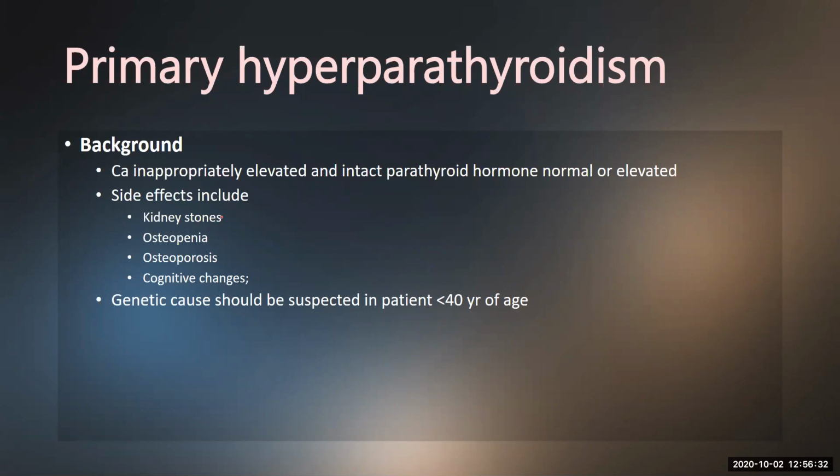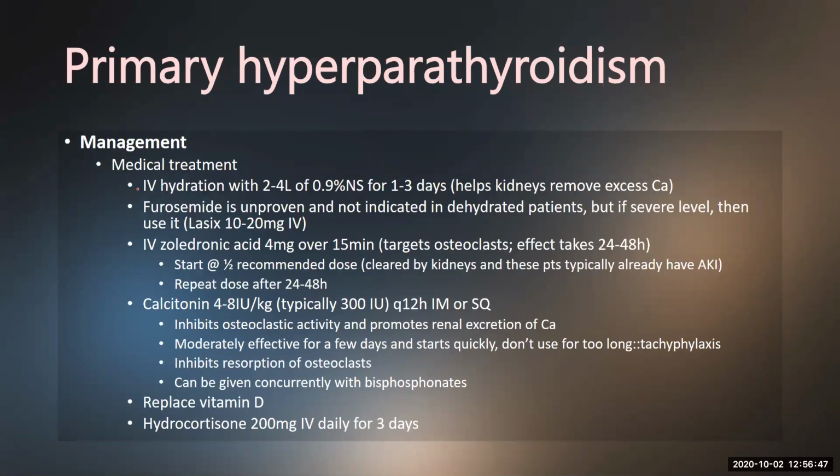So background, we already talked about this. Your side effects, the kidney stones, these are the things that are going to lead you to want to do some interventions or treatments, whether it's parathyroidectomy or getting them on medications. And if you have someone that's less than 40 years old, you should be looking for genetic causes for this, on top of asking about family history.